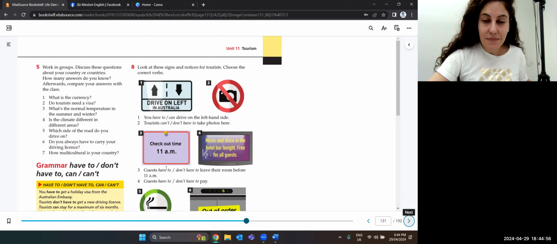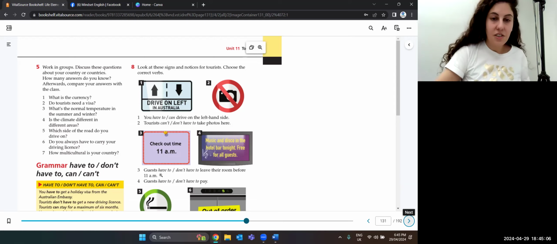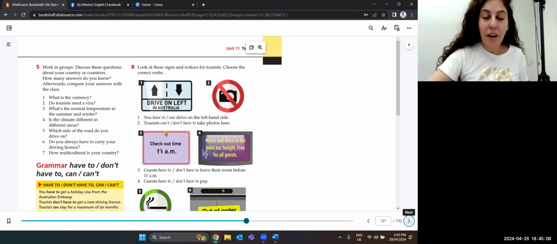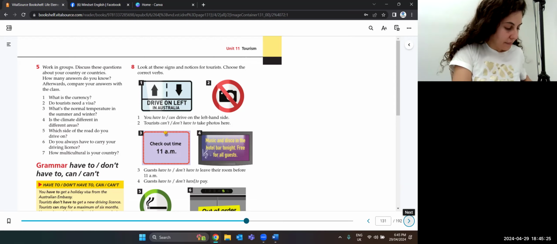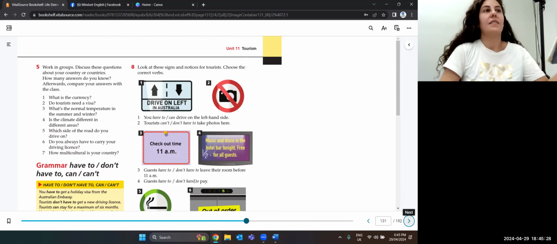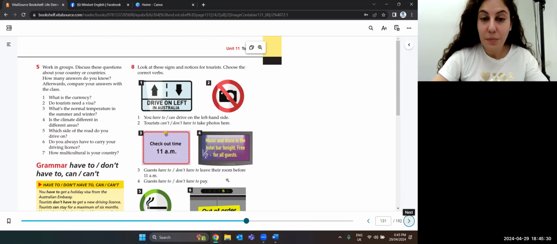Guests, it looks like they have to. It's important. They have to check out or they have to leave their room before 11 a.m. So guests must or have to check out at 11 a.m. This one says music and disco in the hotel bar tonight, free for all guests. So if you want guests, it looks like it's free. They don't have to pay. Okay, they don't have to. It's not important.